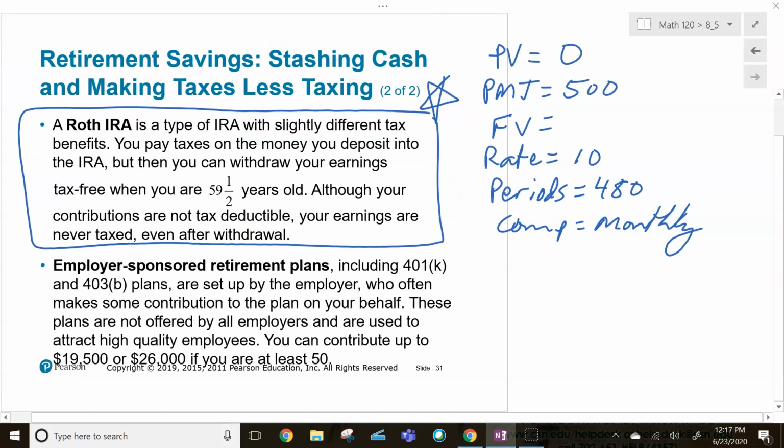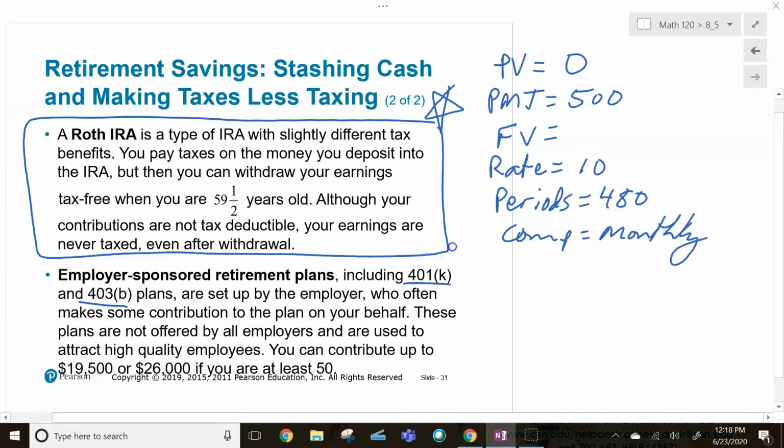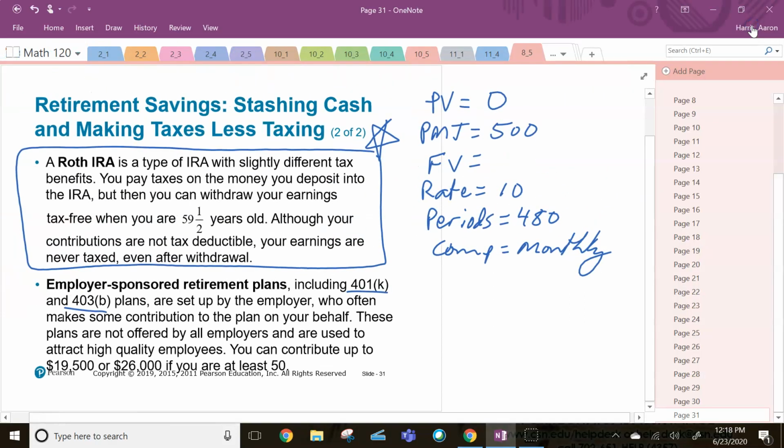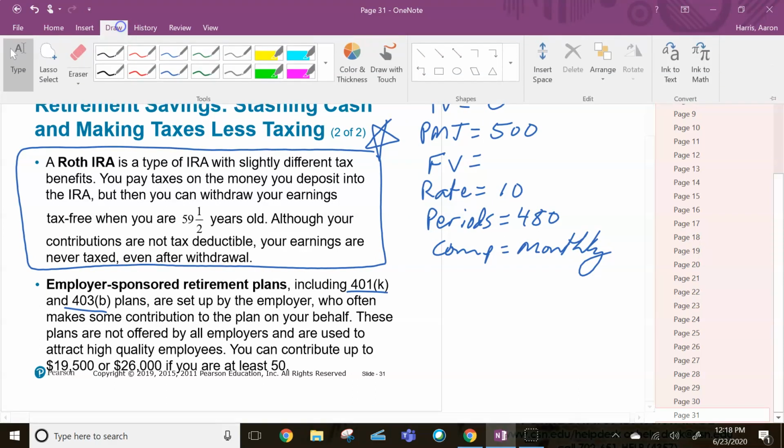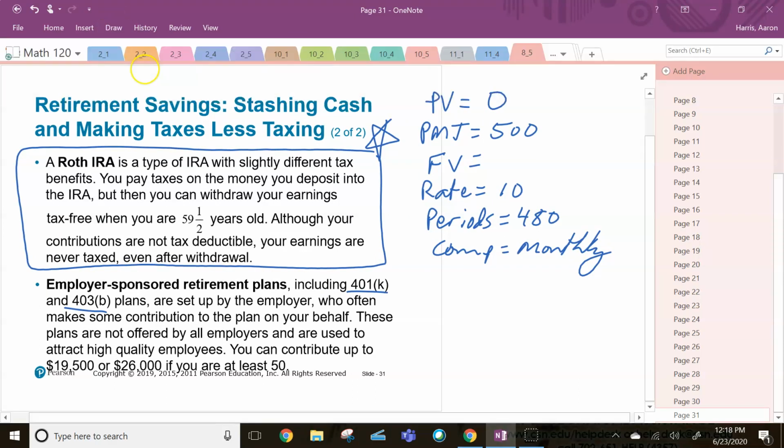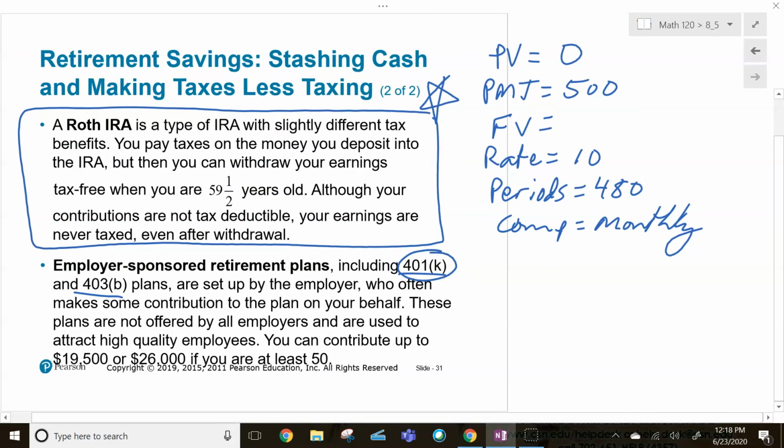All right, employer-sponsored retirement plans. Oftentimes employers will use these to attract high-quality employees. With a lot of professional, high-paying jobs, they'll offer these to their employees. So 401k, 403b. The only difference is 401ks are for the private market. 403bs are for nonprofits, so universities, schools, that kind of stuff. But they work the exact same.